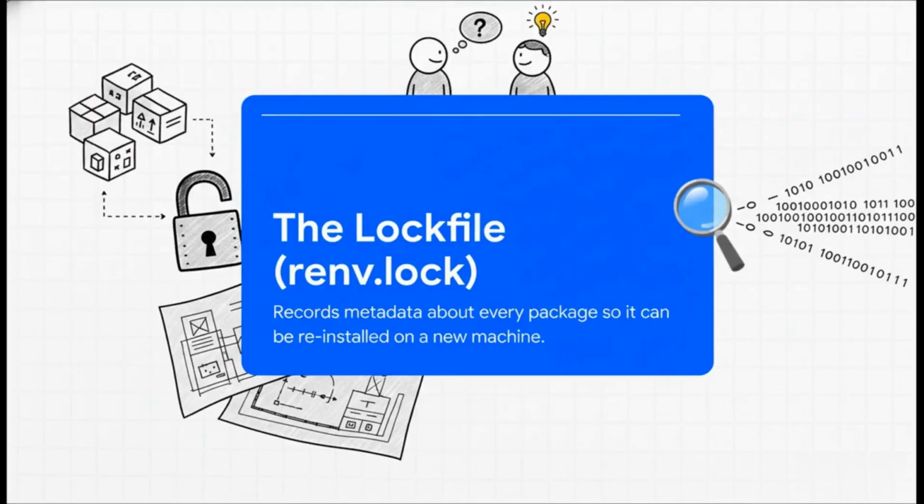And the absolute heart of renv is this one special file called the lock file, or renv.lock. You can think of it as the project's exact blueprint or recipe. It meticulously records the precise version of every single package your project uses. It's the key that allows anyone on any computer to perfectly recreate your setup.